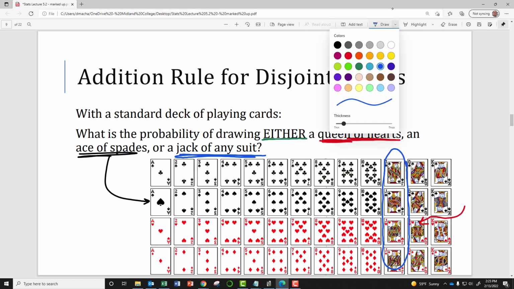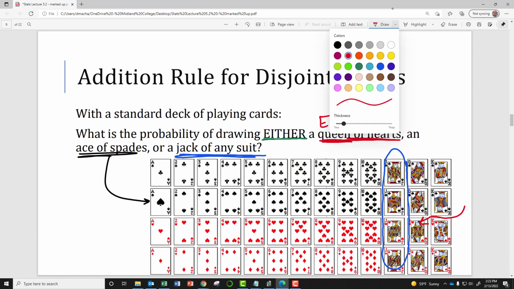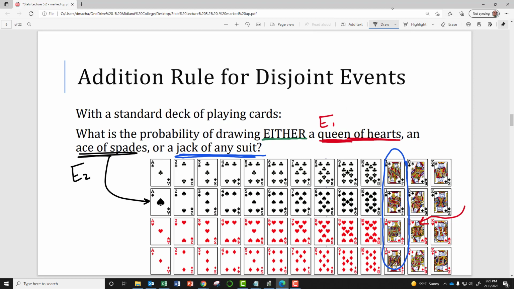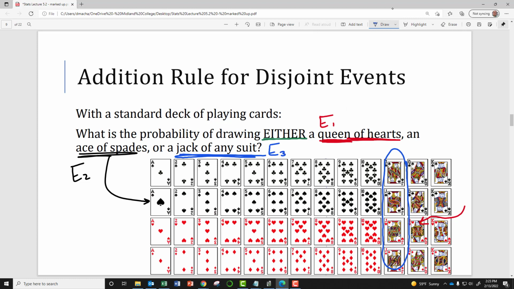You might label these as different events. So we have event number 1, event number 2, and then event number 3 occurring. These 3 events, E1, E2, and E3, are disjoint, because notice the outcomes that belong to those 3 events don't share any in common with each other. So if I ask you the probability of drawing one of these 3 events, let's just calculate the probability for each of those events, and then we sum them up. That's the addition rule.